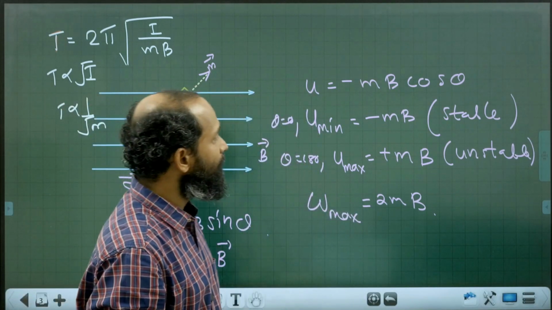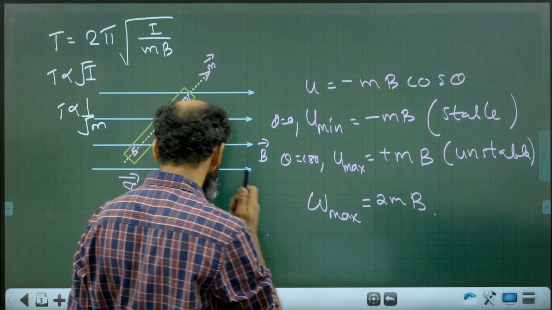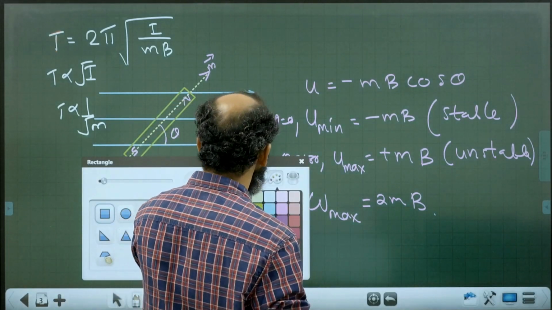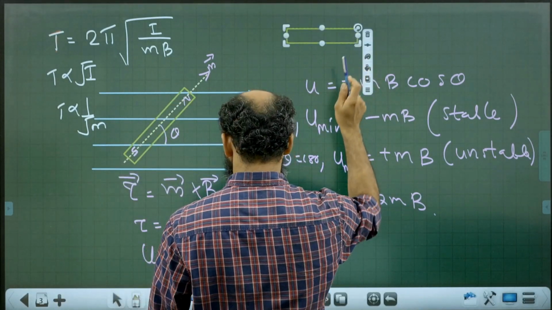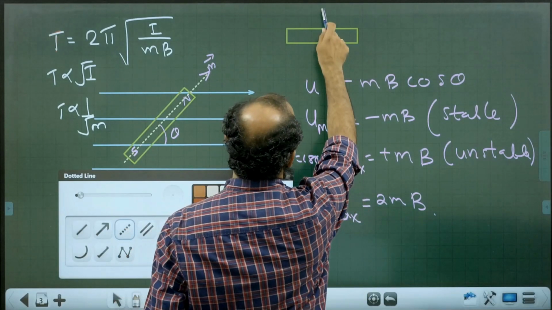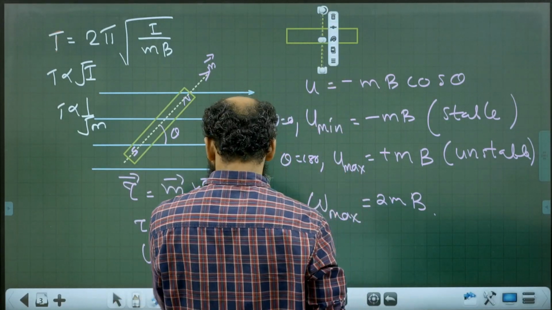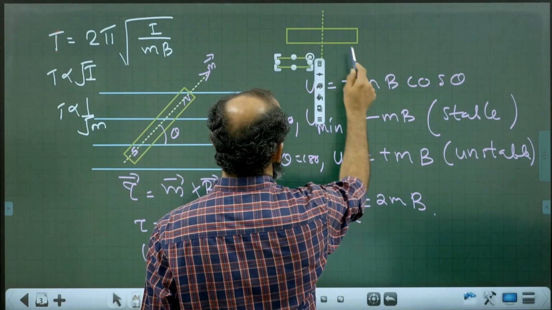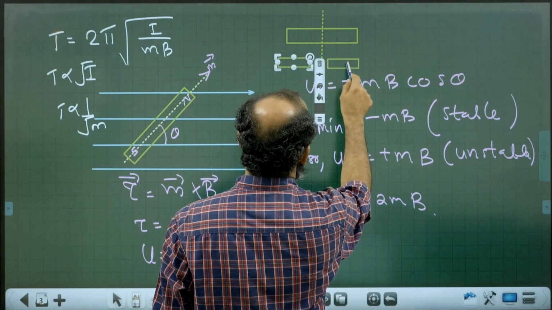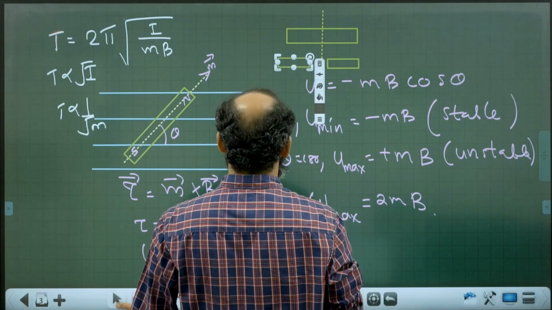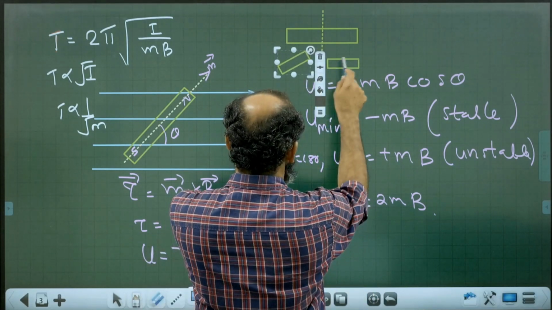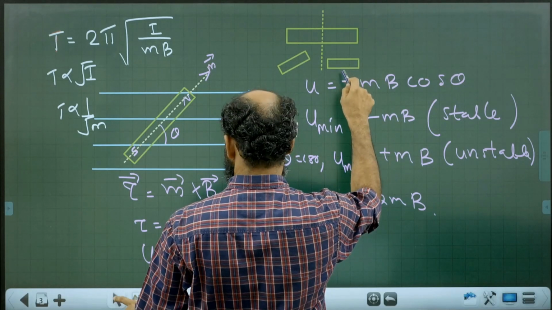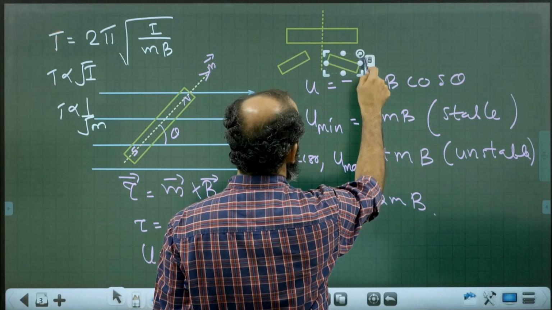When you cut a magnet into two pieces along the transverse bisector, what happens to the magnetic dipole moment? All that is very important. If you cut along the transverse bisector, you get two pieces like this.